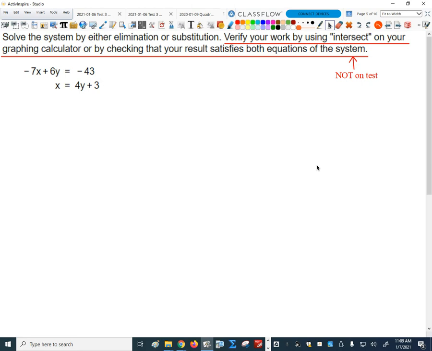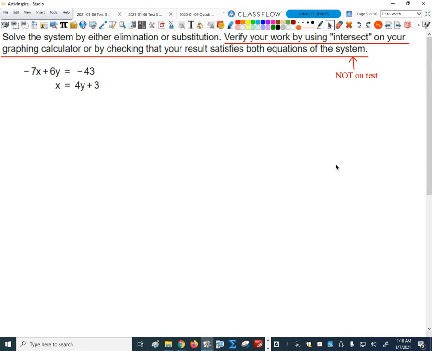Solve the system by either elimination or substitution. Verify your work by using intersect on your graphing calculator or Desmos, but you won't have that on the test. You would be able to plug values into the equations, though. So you could use the Desmos Scientific to just plug numbers in and see if they work. But you won't be able to graph it on this problem on the test.